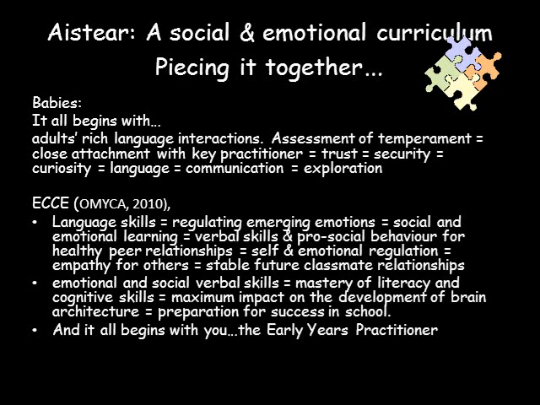And then moving then to the early childhood care and education years, we've got language skills, and from that then we can regulate emerging emotions, and from that then we have social and emotional learning, and from that we're moving into using verbal skills and achieving pro-social behaviour for healthy relationships. And then from that we've got self and emotional regulation and empathy for others, which gives us stable future classmate relationships, because remember that the very children that children will meet in preschool will be the same children that they will very likely go through all their primary and maybe secondary and possibly college years.